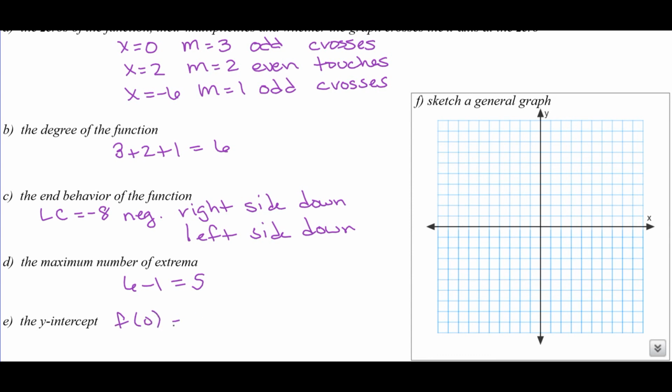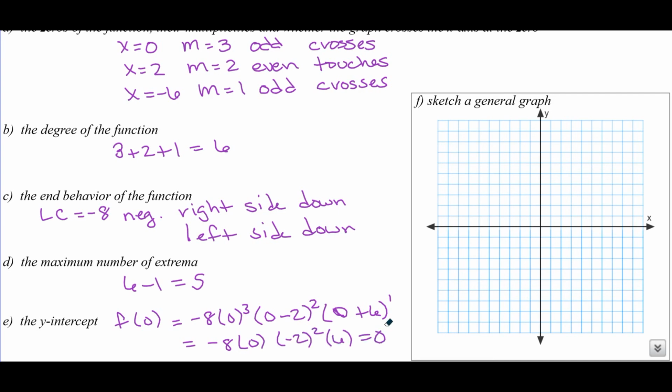Finding the y-intercept, we're just going to plug 0 in for x, so we're going to do f of 0. So we have negative 8 times 0 cubed times 0 minus 2 squared times 0 plus 6 to the first power, which is going to give me negative 8 times 0 times negative 2 squared times 6, which is just going to give me 0.